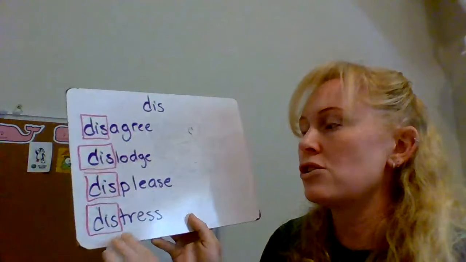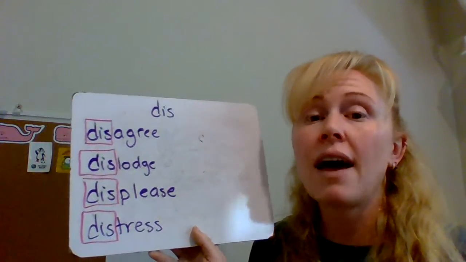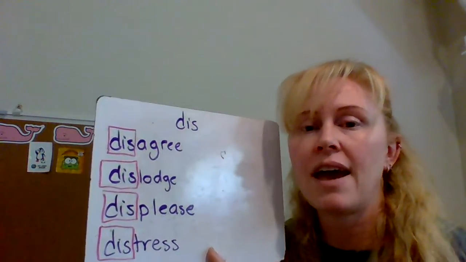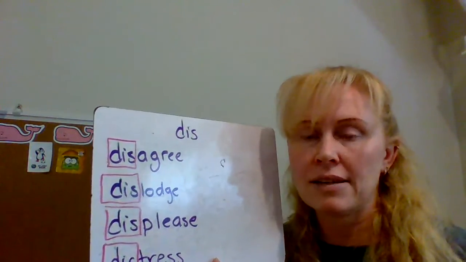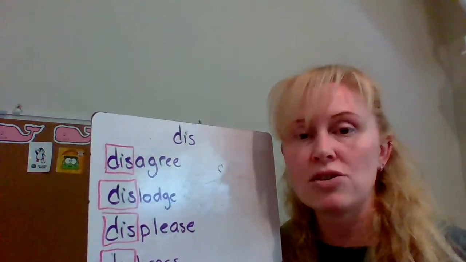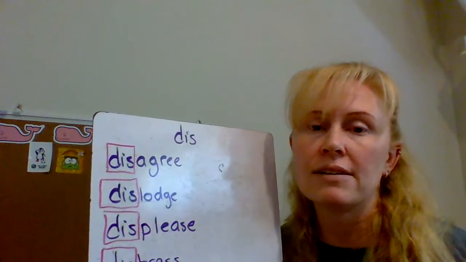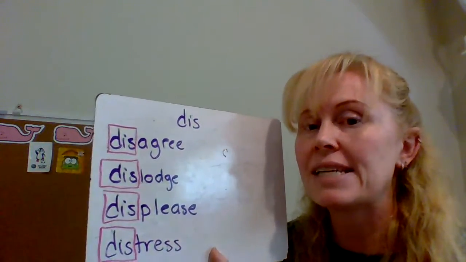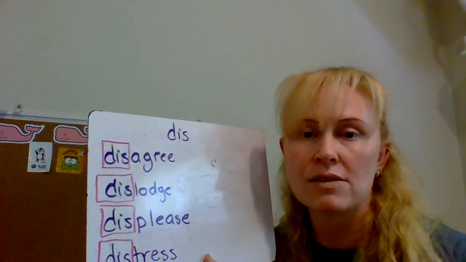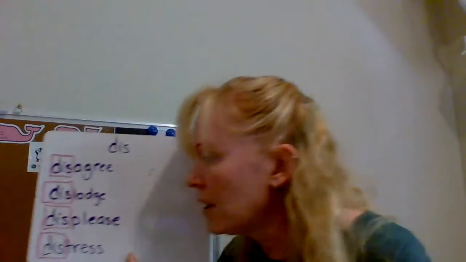And I include distress because not all words that have prefixes and suffixes use the meaning. Sometimes the meaning is changed over time in a word in the English language. So you want to really be thinking about also in the context of your sentence, does it make sense? That's why we included that one. Okay.